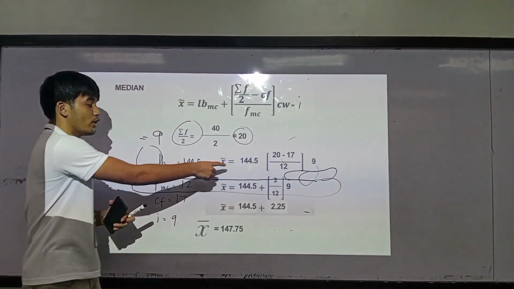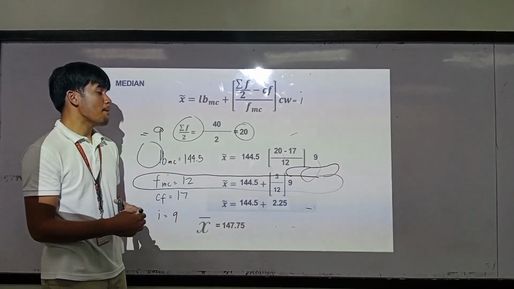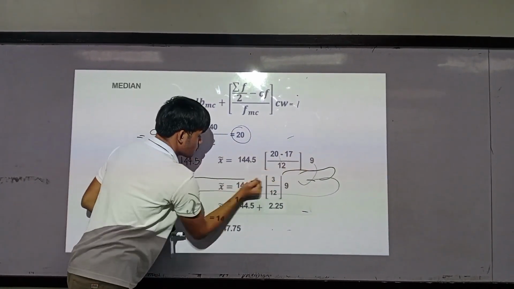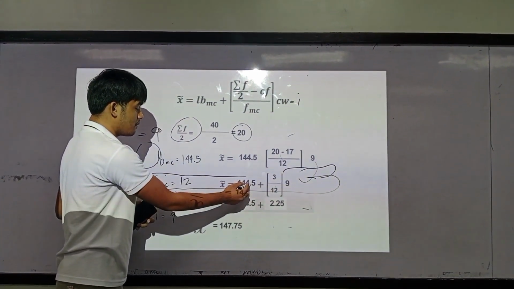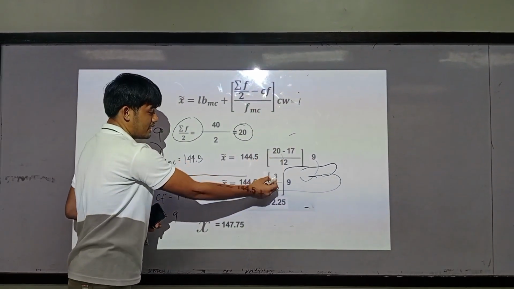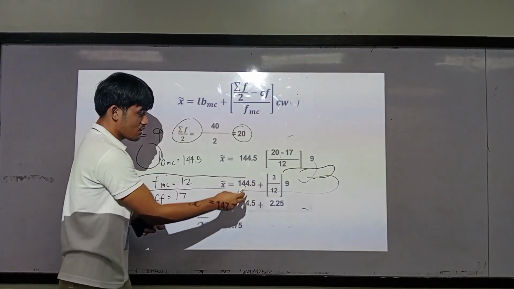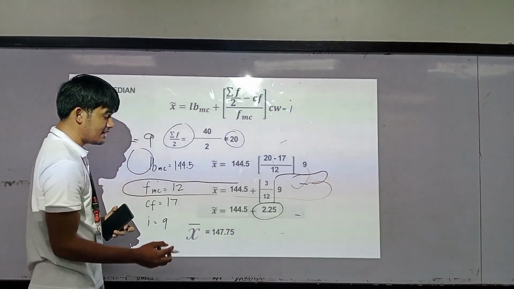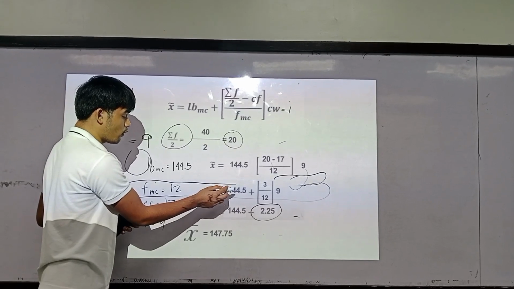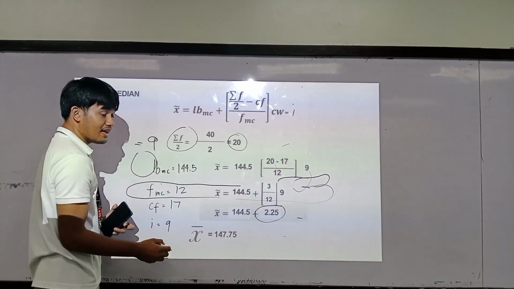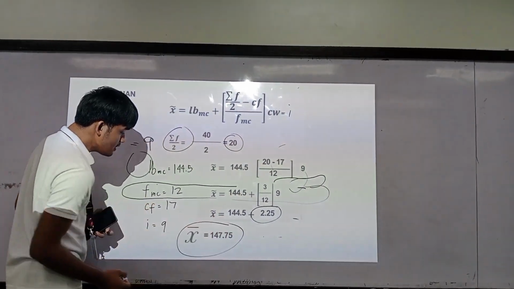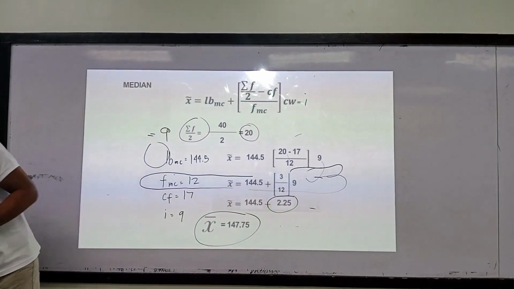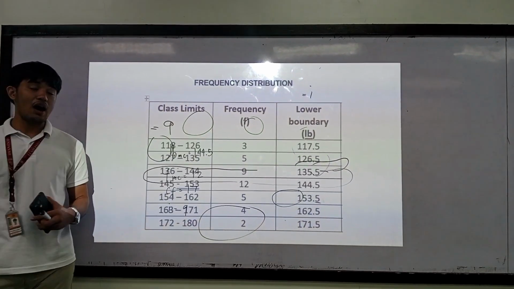Then, 144.5 plus 20 minus 17 divided by 12 times 9 is equivalent to 145.5. So 20 minus 17 is 3 over 12 times 9. So 3 over 12 times 9, then we can get the value of 2.25. And then lastly, we will add the 144.5 to 2.25, then we can get our median, 146.75. And lastly, we will now get our mode.